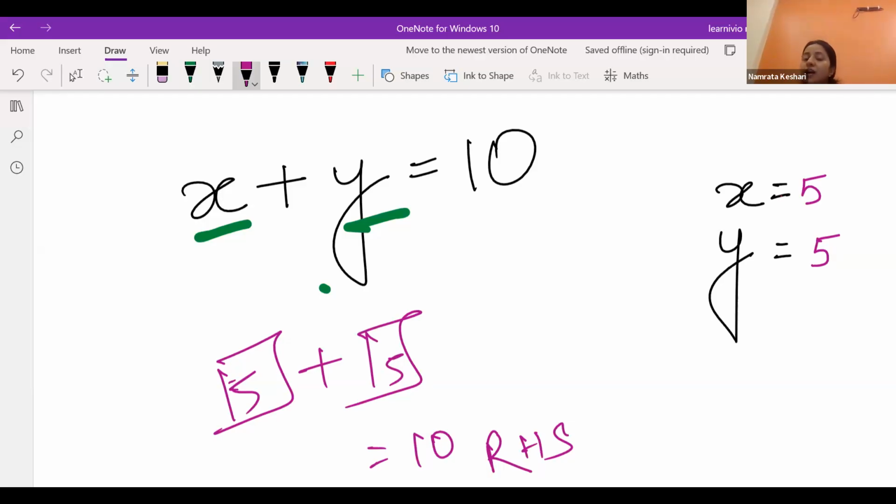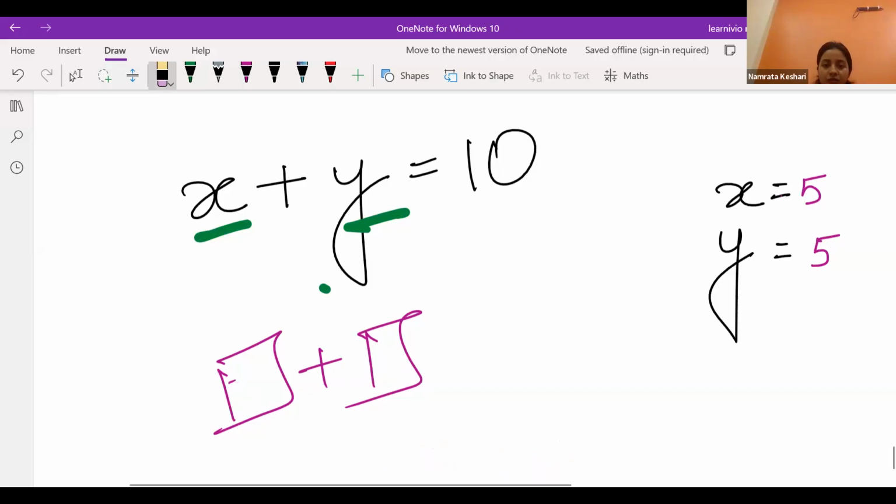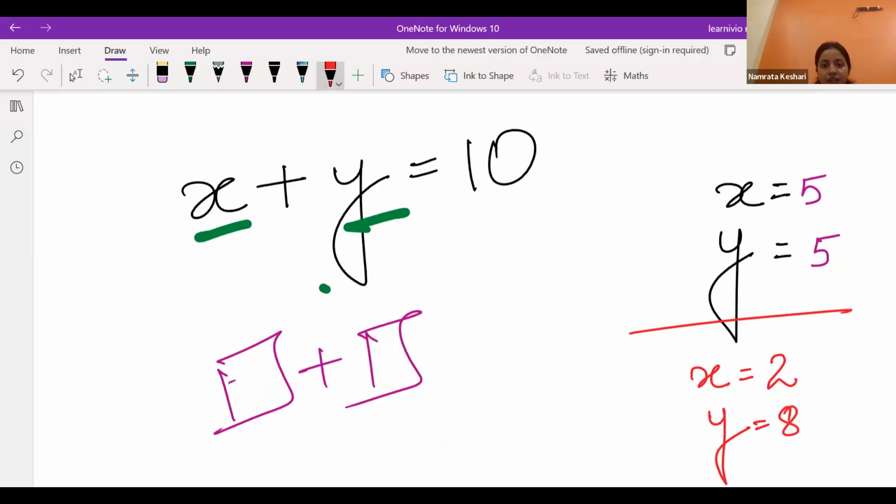Now all of a sudden Gauri will come and say, but ma'am, I am thinking that let's take x as 2 and y as 8. Are you able to see the screen, everyone? Yes, ma'am. So I realized that, yes, it is not incorrect. When I put x value as 2 and y value as 8, still we are getting 10. So I said, yes, Gauri, you are correct.